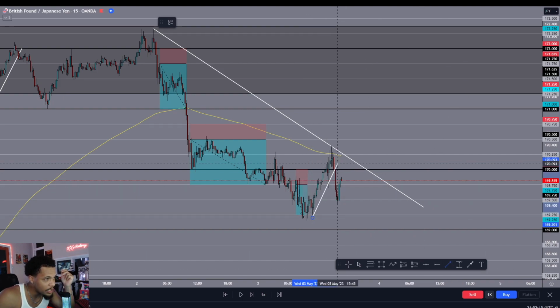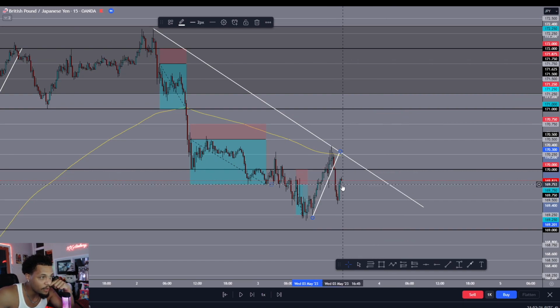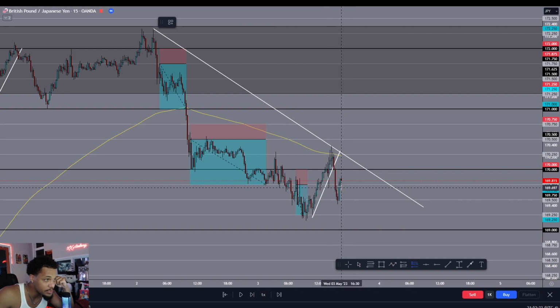As you can see, price started to come back up. We tested this EMA, rejected. Tested this trend line, rejected. We've broken through this little mini bullish push. Now we're retesting this quarter point. This is our first quarter point we're retesting. So let's see what happens.